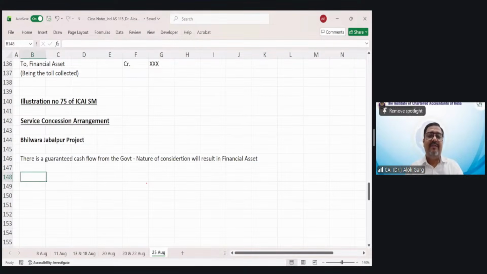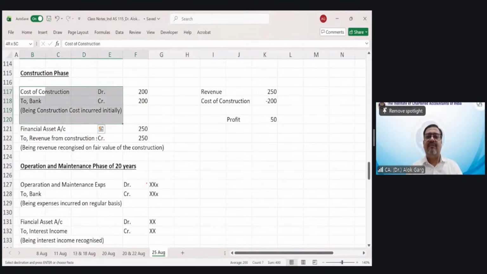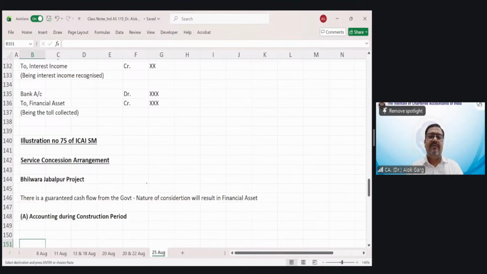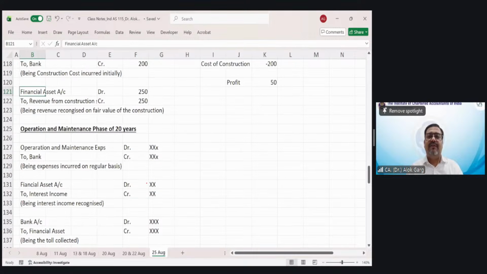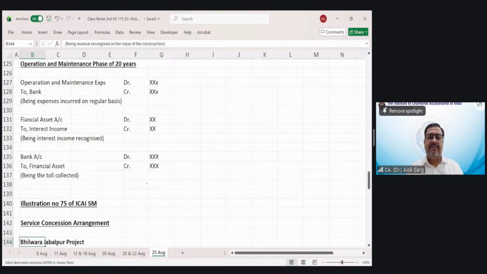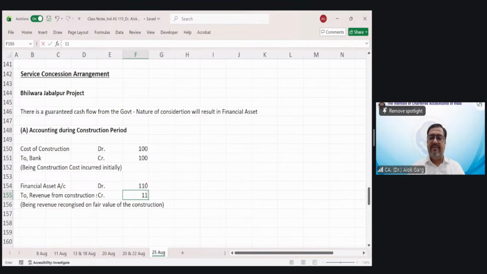So now what will be the accounting entry during the construction phase? Simple. Cost of construction account debit to bank. What is the amount? The amount is 100 crores. This is a financial asset model. What is the next accounting entry? Financial asset account debit to revenue from construction. At what amount? 110 crore, right? This is given in the question. So this is the construction phase accounting.